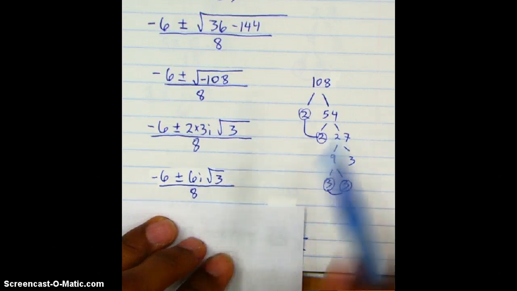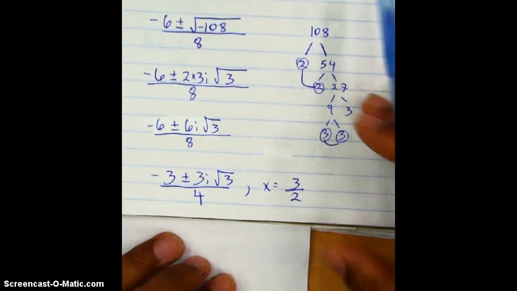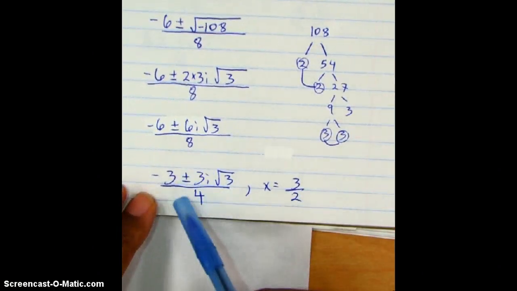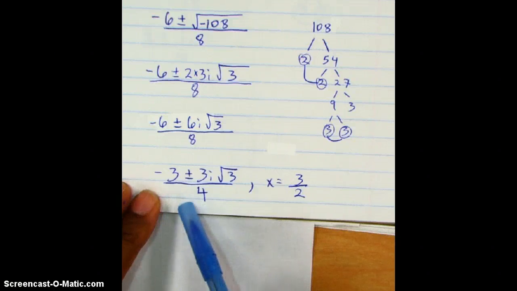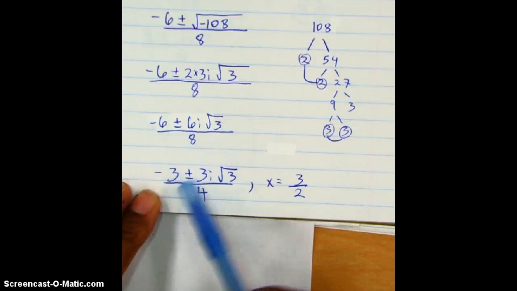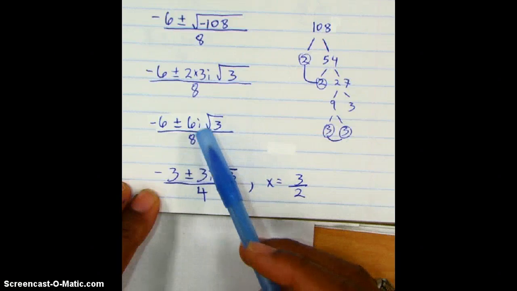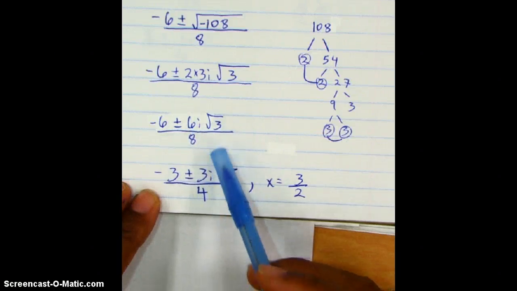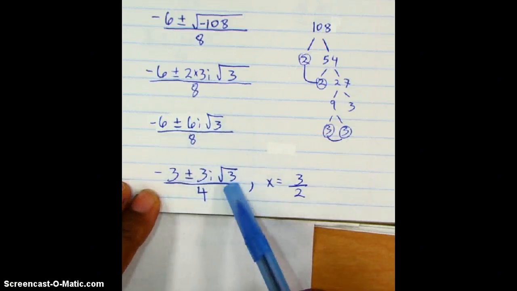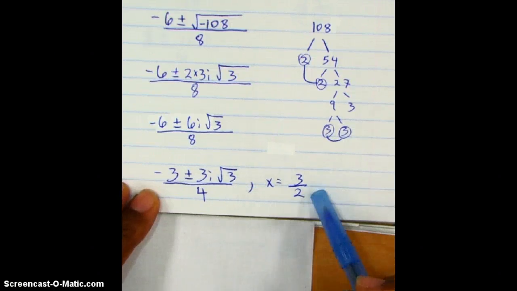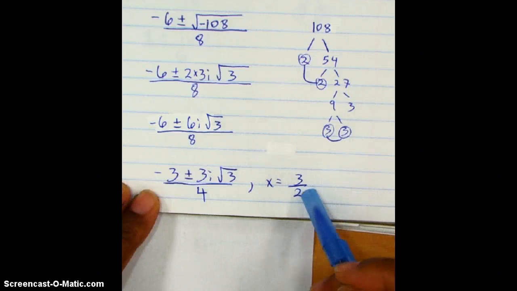And then we're going to go ahead and clean up the problem and divide everything by 2. So everything that's outside the radical gets divided by 2. So the negative 6 becomes a negative 3. Plus or minus stays the same. The 6i becomes a 3i. And the 8 becomes a 4. And everything else stays the same.